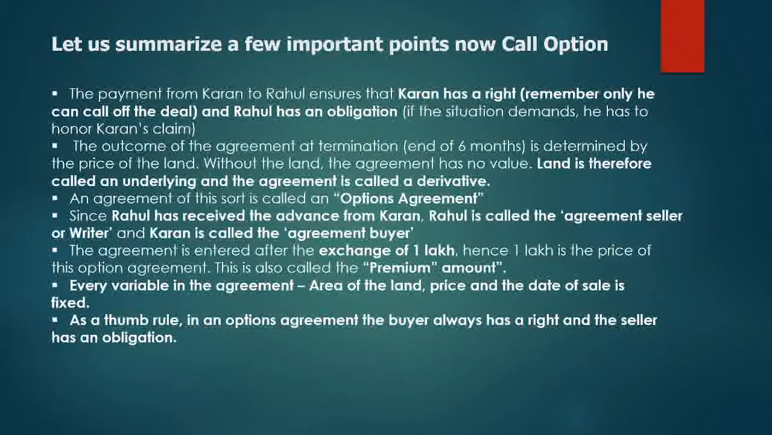A very important or unique characteristic of a derivative is that all the variables are fixed at the date of sale of the agreement. For example, the area of land is fixed, the price at which the land will be sold is fixed, and the date of sale is fixed. The only thing that changes will be the underlying value of the land. As a thumb rule, in an options agreement, the buyer always has the right and the seller has an obligation. This is very important.